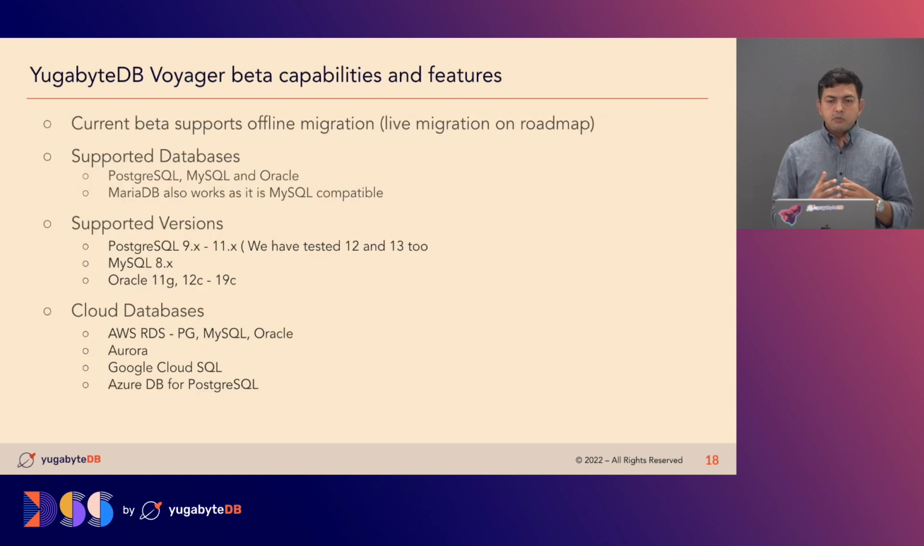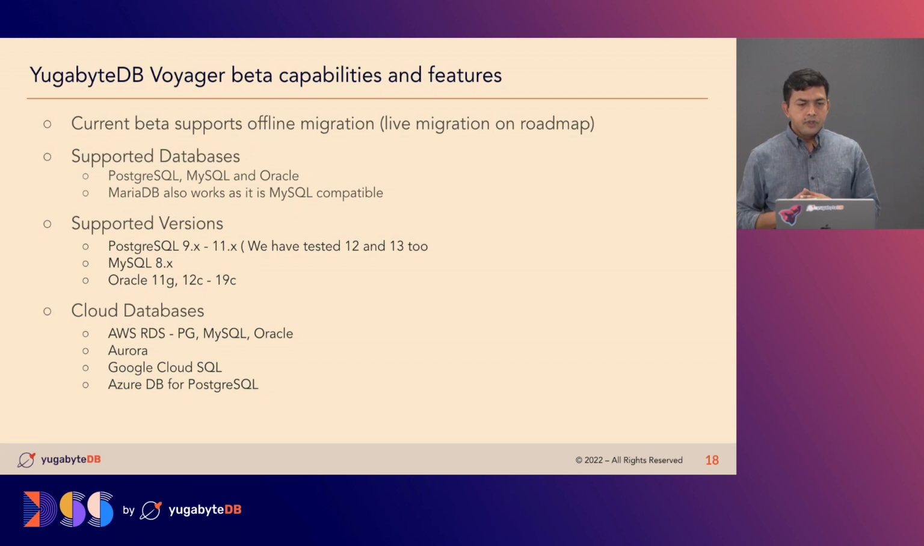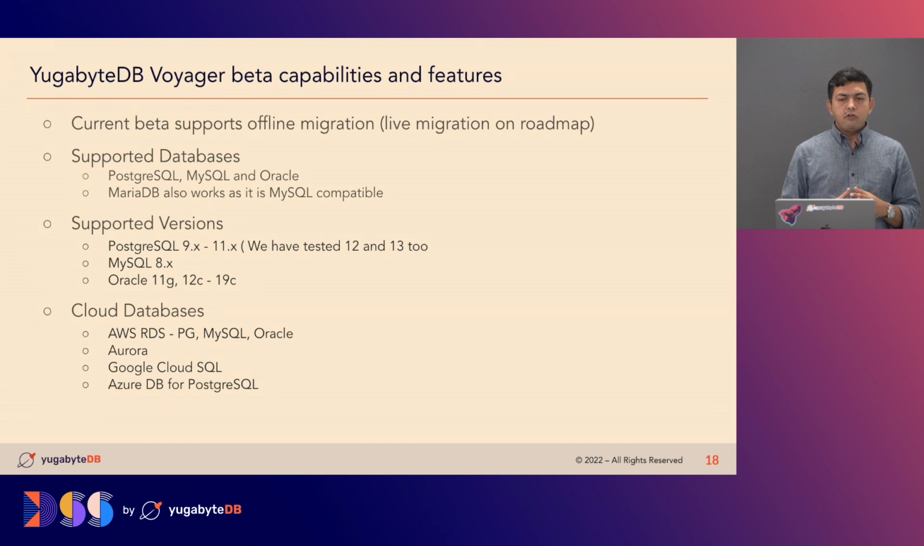And Voyager already supports a wide range of legacy on-prem and cloud databases. Out of the gate, you can simplify your migration from legacy databases including Oracle, Postgres, MySQL, or from common public cloud databases including AWS RDS, Aurora, Google Cloud SQL, and Azure DB for Postgres. And we have a dedicated session on Voyager with a demo, so please attend the session for more details.